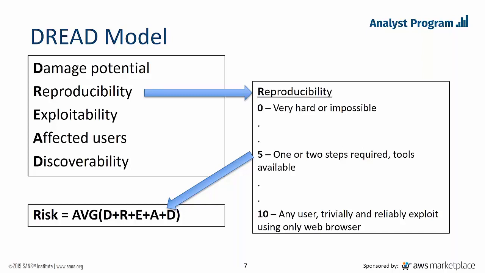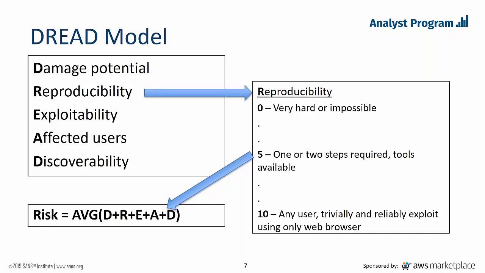Affected users looks at, if I do this attack, how many users, which could be customers or internal depending on who the users are for the system, are affected and how much are they affected. That pairs really nicely with damage potential. And of course, discoverability. How easy is it for the bad guy to discover that there is this threat or this successful exploitation? When you look at this, you can follow through how these all relate together when you pick a particular threat.